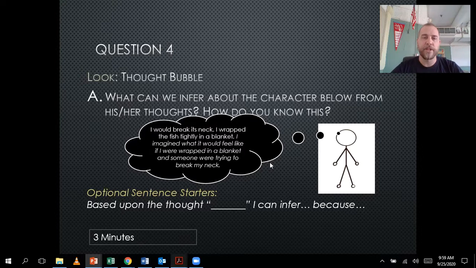So the main thing that jumps out to me is that this character is empathetic, right? They don't just act without thinking of their impact on others. He's actively thinking about what it would be like to be in this fish's place, and that's a hallmark of empathy. This also shows a certain amount of sensitivity, that he's not willing to commit violence, even to survive, without really kind of feeling bad for what he's doing.